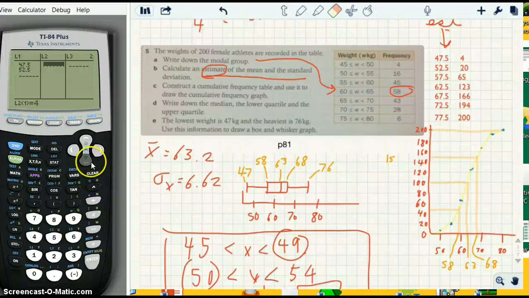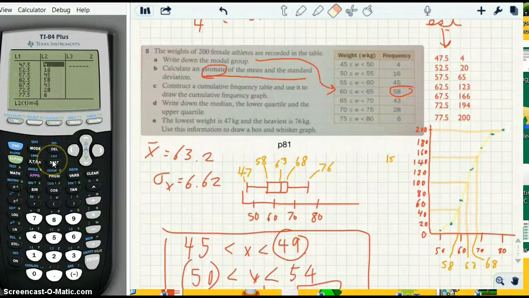4, 8. Okay, and then once you get all those, which I'm going to do with the thing paused, then we're going to run the one-bar stats. Okay, so I've entered all this data. I've entered all these midpoints for the groups and the frequencies into L1 and L2 lists.